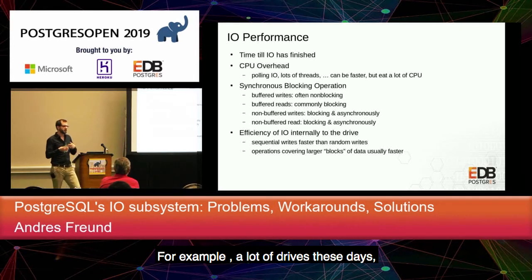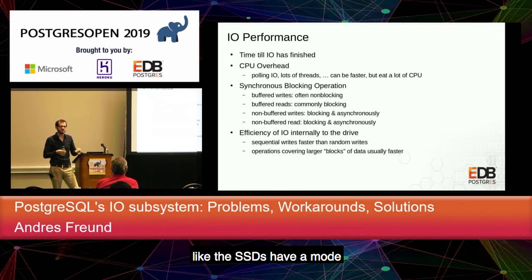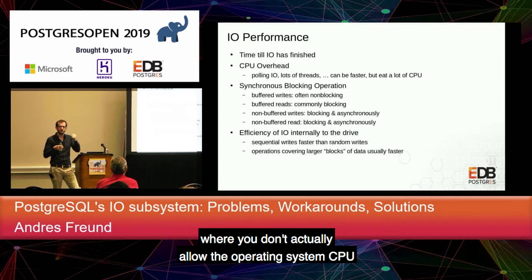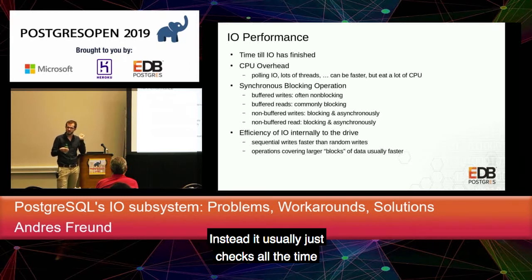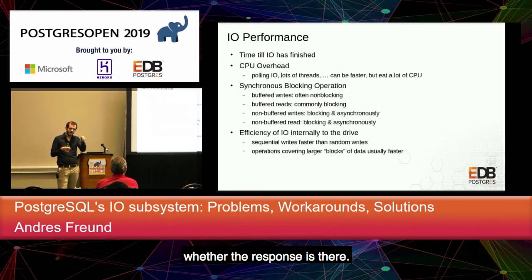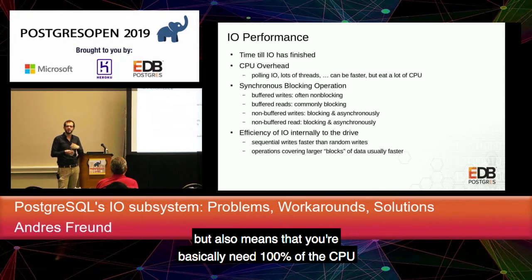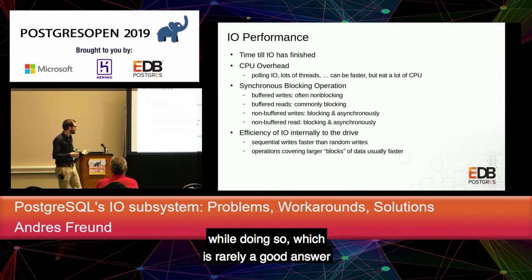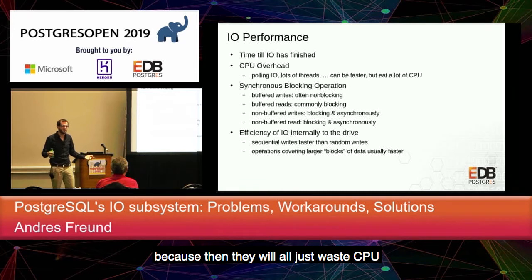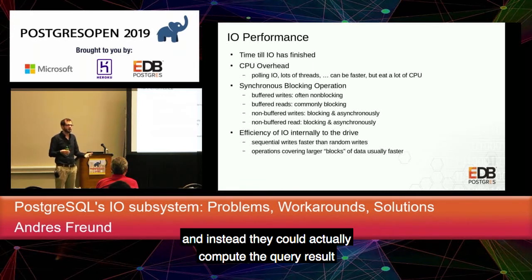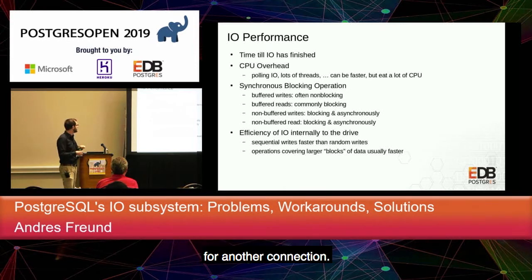For example, a lot of drives these days, like SSDs, have a mode called polling, where you don't allow the operating system or you to do other work while you wait for the read. Instead, it literally just checks all the time whether the response is there, which makes it faster, but also means that you basically need 100% of the CPU while doing so. That is rarely a good answer if you have a lot of different connections, because then they will all just waste CPU by waiting for the data, and instead they could actually compute the query result for another connection.